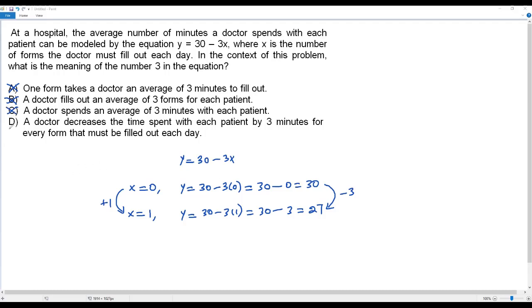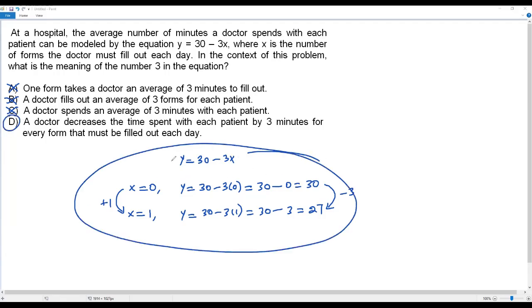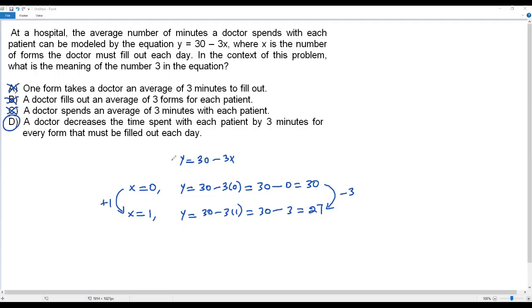Okay, now we go to the last answer choice D. A doctor decreases the time spent with each patient by 3 minutes for every form that must be filled out each day. This situation clearly matches with the work we have done. When the number of forms filled out by the doctor increases by 1 each day, the average time the doctor spends with each patient will decrease by 3 minutes. So this is the meaning of the number 3 in the equation, and it is clearly represented in the statement in answer choice D. So the correct answer choice for this question is D.